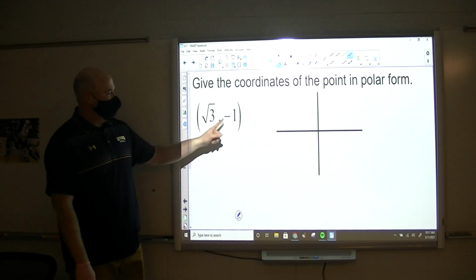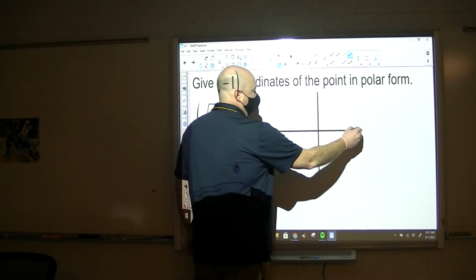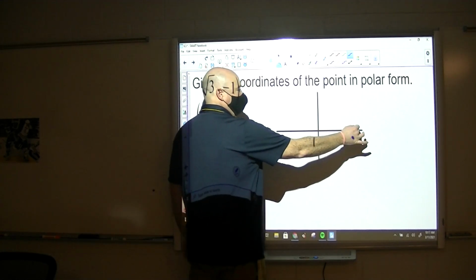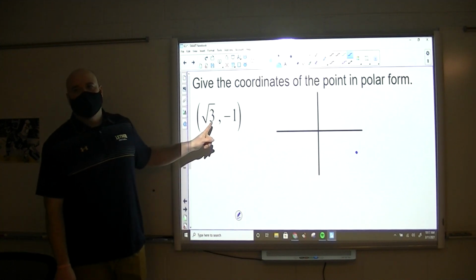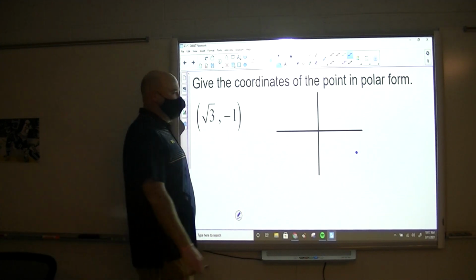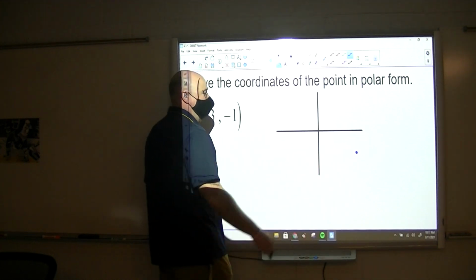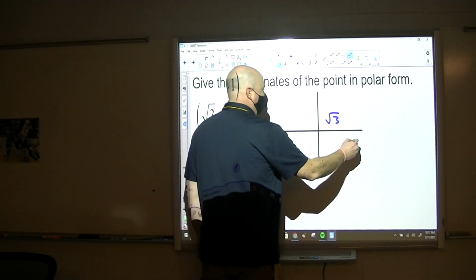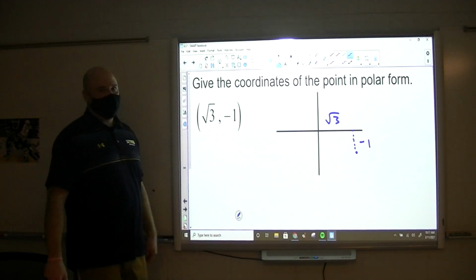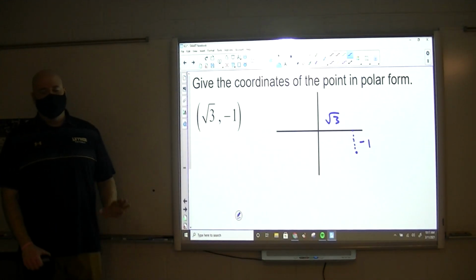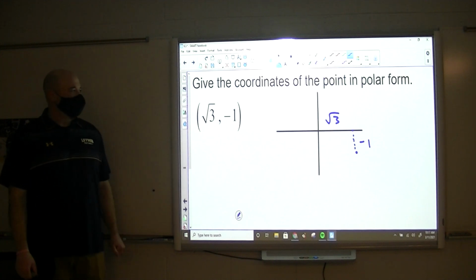Okay? So where is this point? Radical 3 and negative 1. I went further to the right than I did down because I know that radical 3 has a greater value than 1. So here's that point right there. Okay? I know that this is radical 3, and if I had to, I would label that as negative 1 because it's down. I know distances aren't negative. Don't take my math degree away.